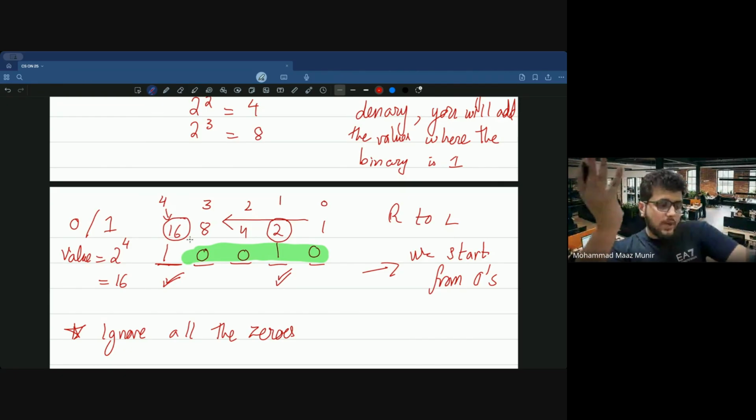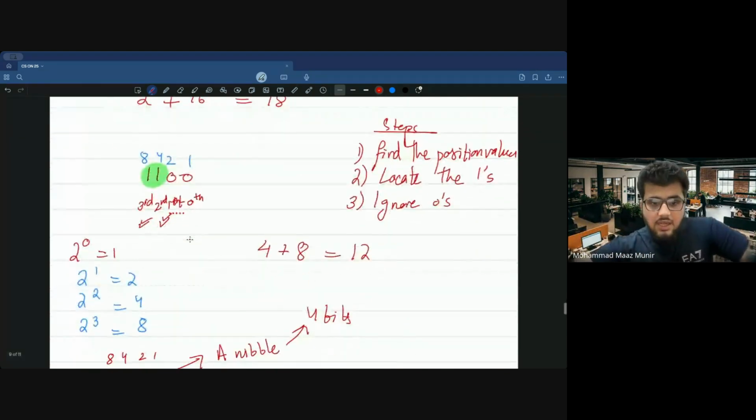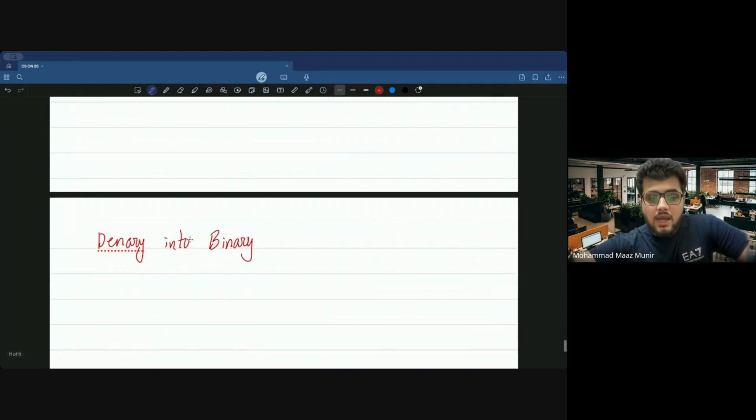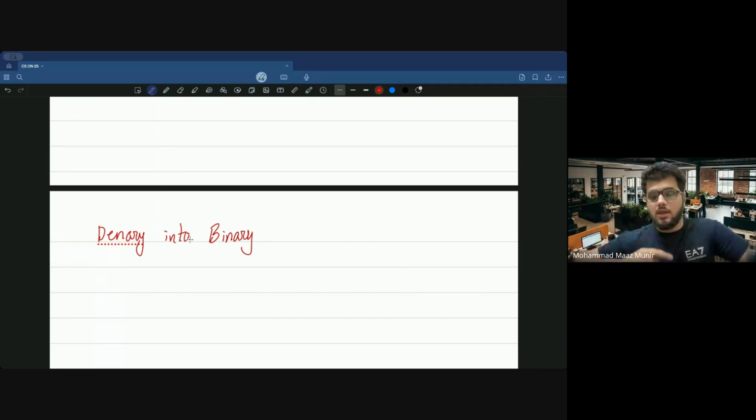Let's say I give a number to, let's say, Saifullah, and I ask Saifullah to convert this into a system which the computer can understand. So how will he be doing that? This is the concept we will be covering today, which is conversion of a denary number into binary numbers. Now there are two methods to this.